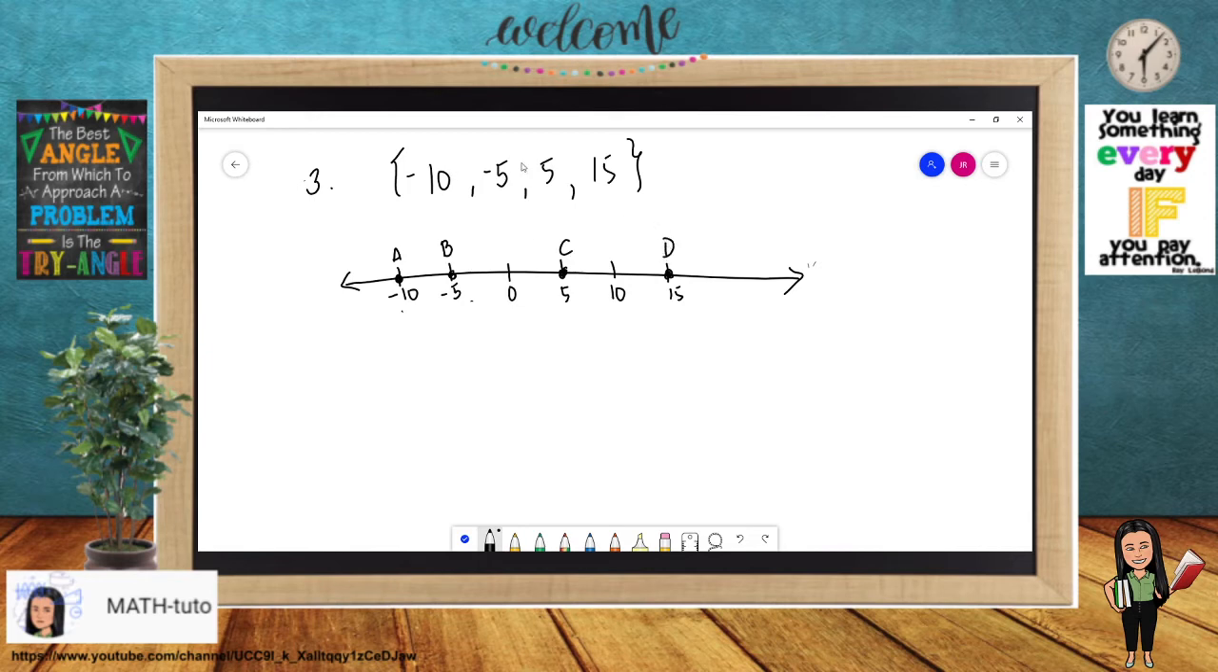Since we are not given specific letters for this set of points, I just use capital letters A, B, C, D. But of course, if you are given specific letters, then that's what you have to write here. Another example.